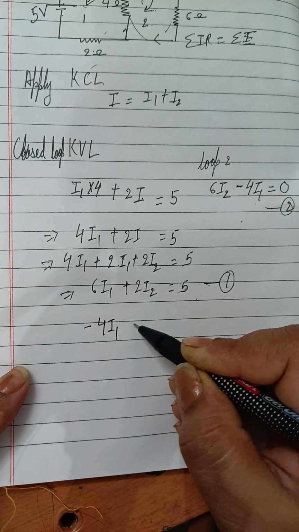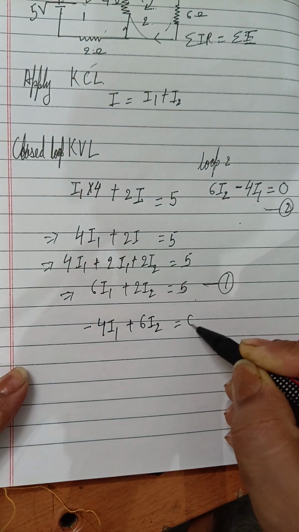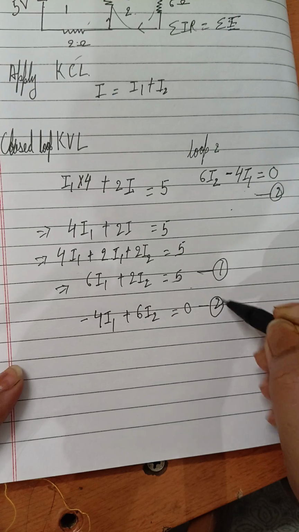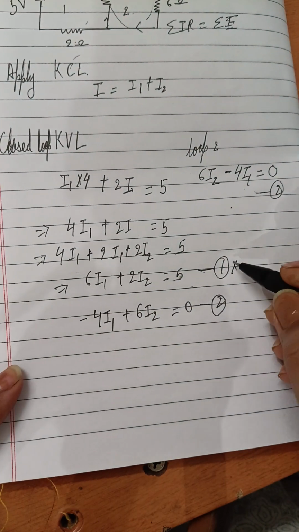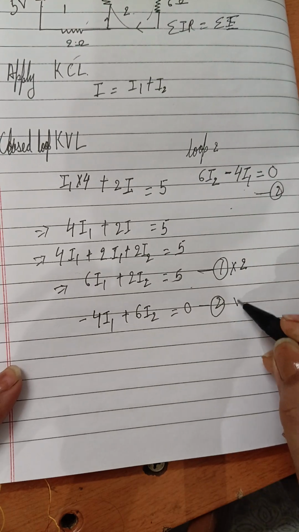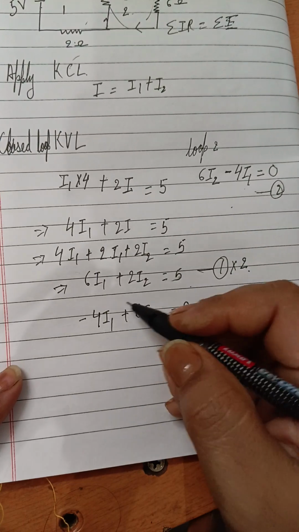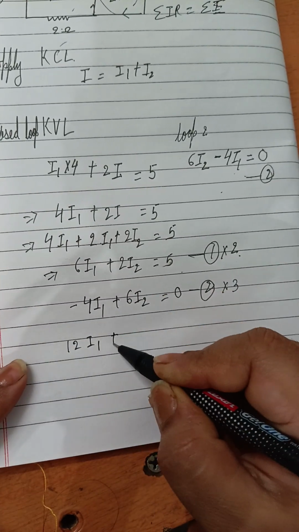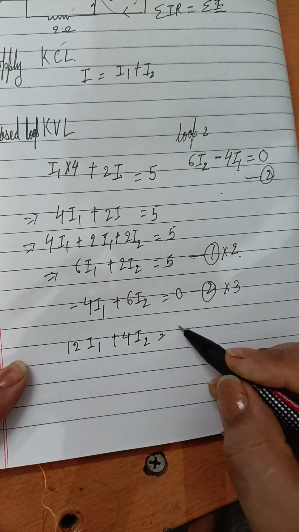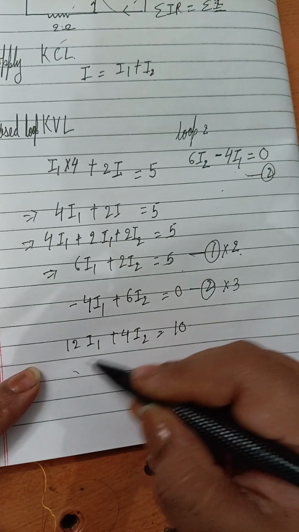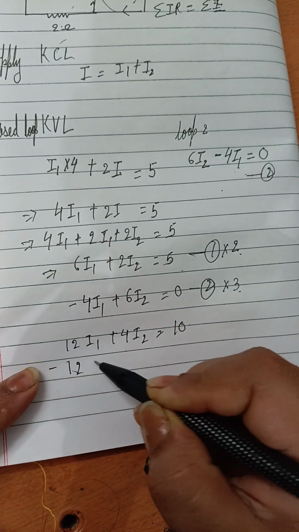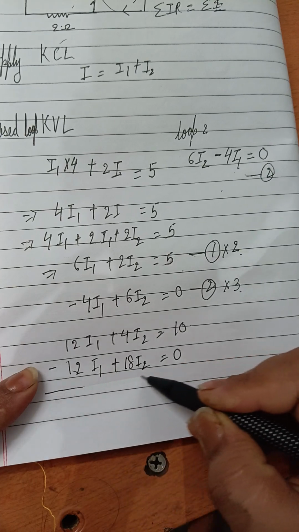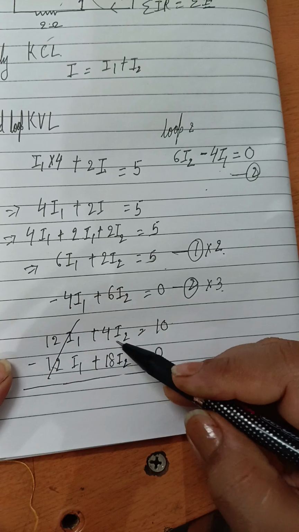Minus 4I1 plus 6I2 is equal to 0. To solve this, we multiply equation 1 with 2, and equation 2 with 3. So when you multiply with 2, you get 12I1 plus 4I2 is equal to 10, and because we multiply with 3, this becomes minus 12I1 plus 18I2 is equal to 0. So 12I1 cancels.